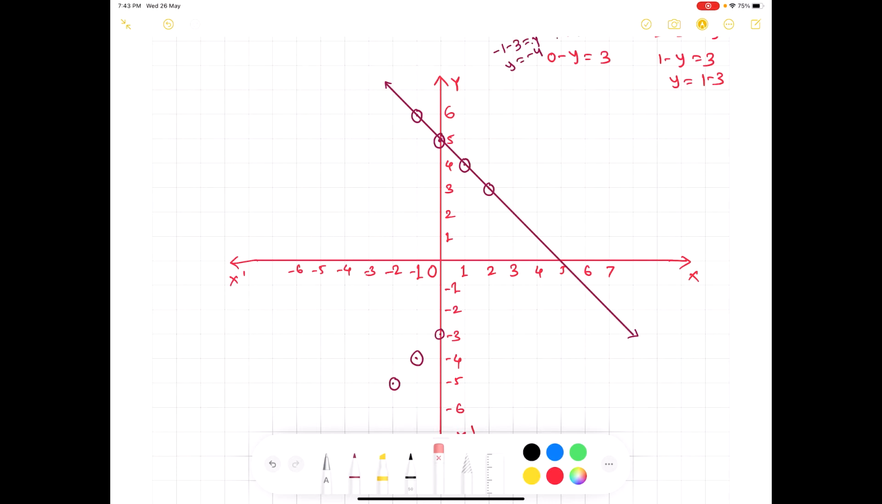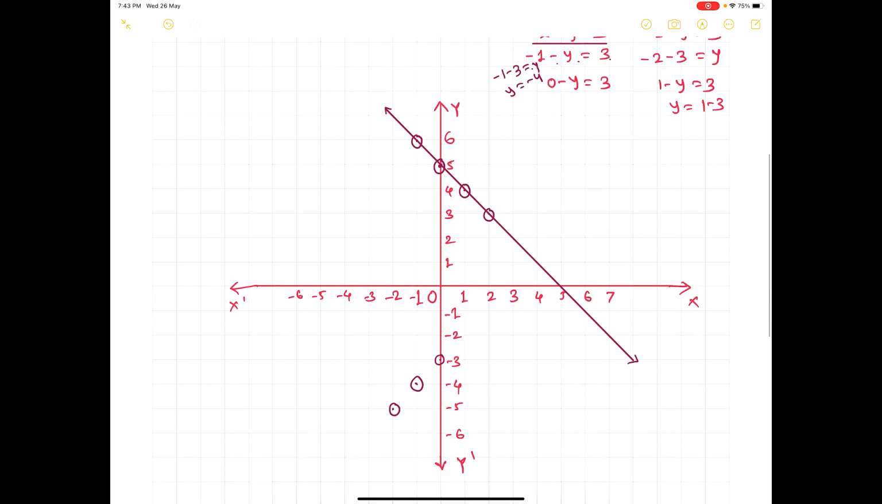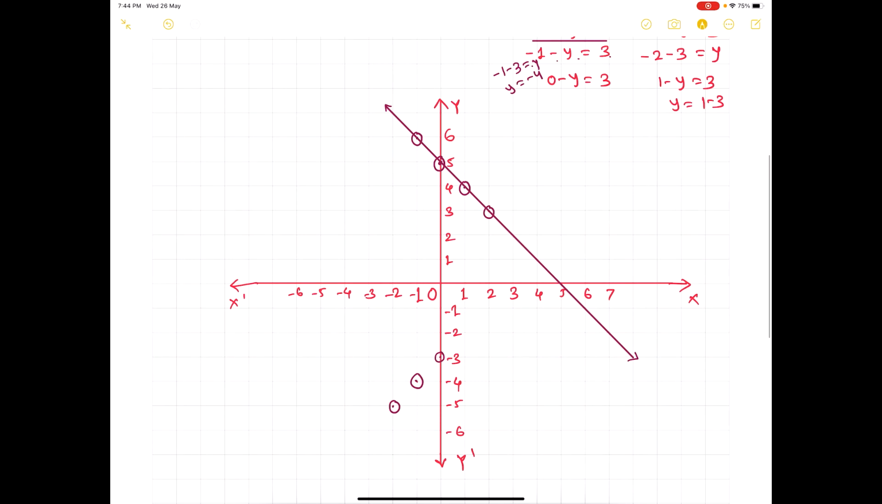Three points are plotted. Now the fourth point. Let's check what the fourth point is. The coordinate is (1, -2). Here it will be 1 and minus 2. This is the fourth coordinate. Now draw the straight line passing through these 4 points.